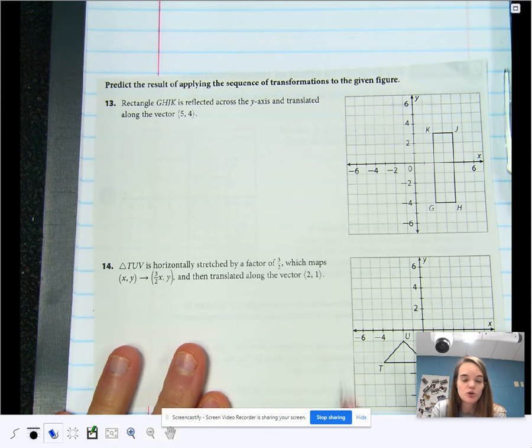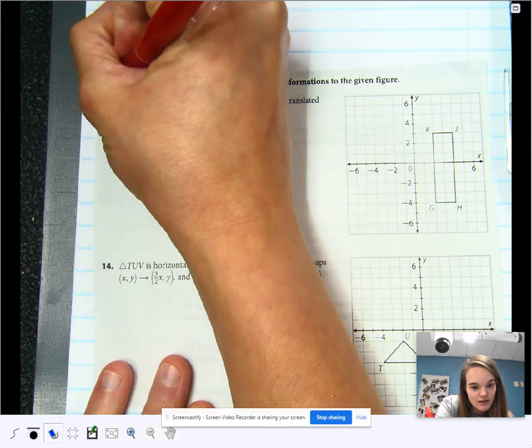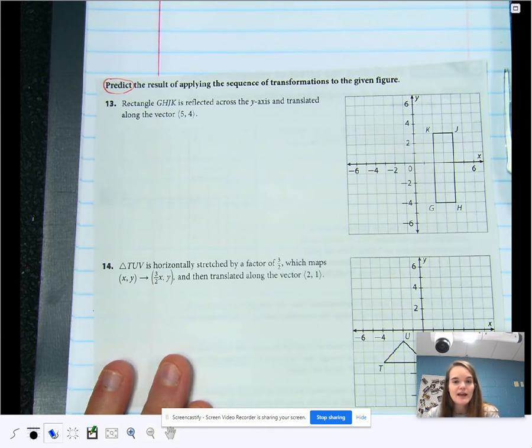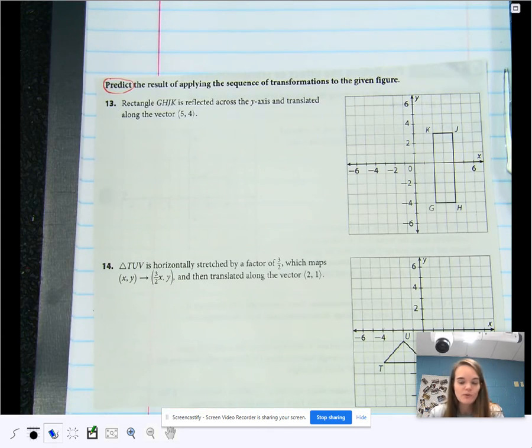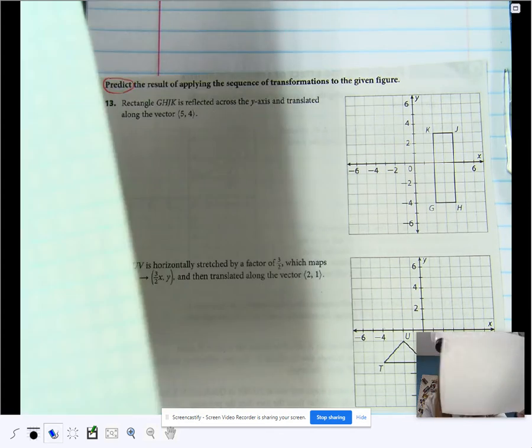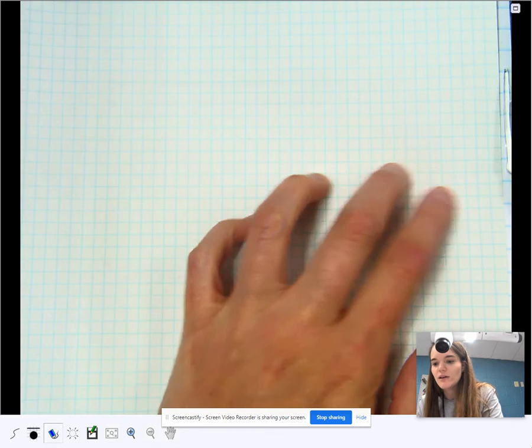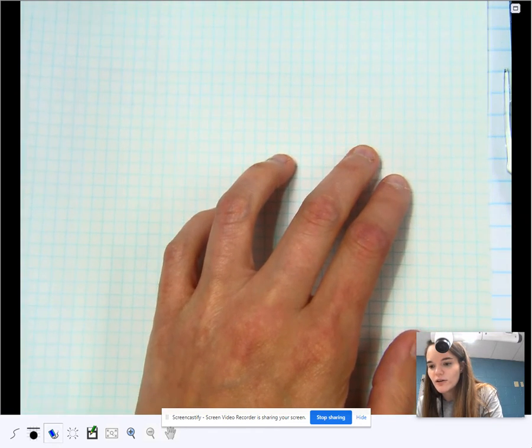Do you see how it says predict? It doesn't say actually do it. So here's what we're going to do. We're going to take a small piece of paper and we are going to trace this pre-image. I just happen to have graph paper, but whatever you got is fine. Just use a Post-it, I don't care.